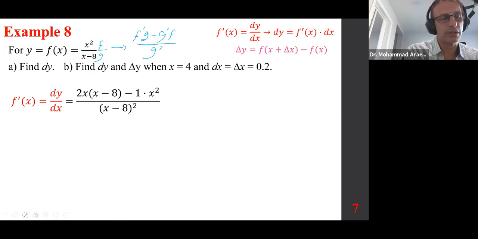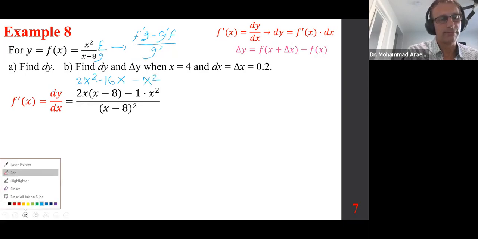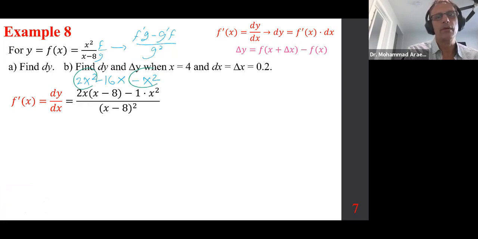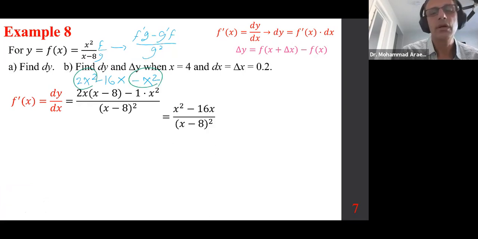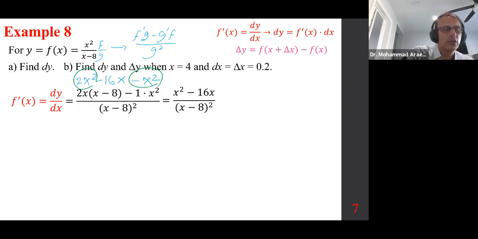Simplification of a numerator requires now some algebraic techniques. Simple: 2x squared minus 16x minus x squared. We can combine these two. This is it. And we notice dy is the same thing, just times dx. We are going to write, therefore, dy is the same thing times dx.